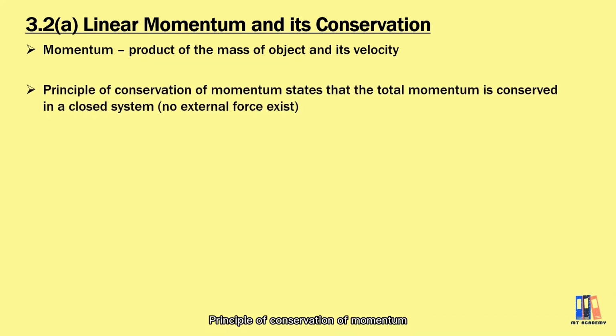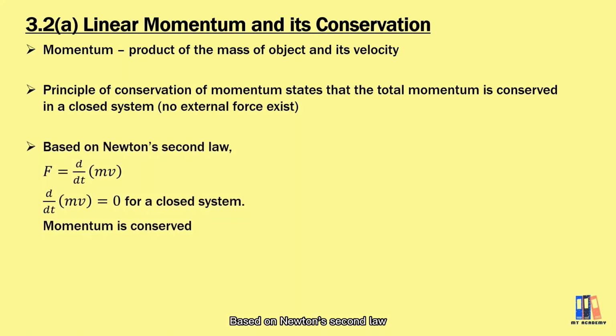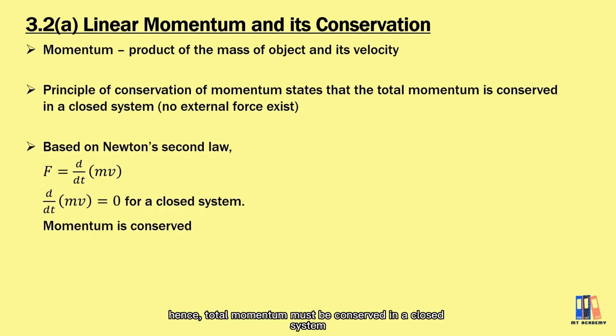The principle of conservation of momentum states that total momentum is conserved in a closed system where there is no external force. This is consistent with Newton's first law of motion, that the object will maintain its state of motion, either stationary, which has zero momentum, or in constant velocity. Based on Newton's second law, we learned that the rate of change of momentum is proportional to the force applied. If we are in a closed system, there will be no external force to change the momentum of the object, hence, total momentum must be conserved in a closed system.